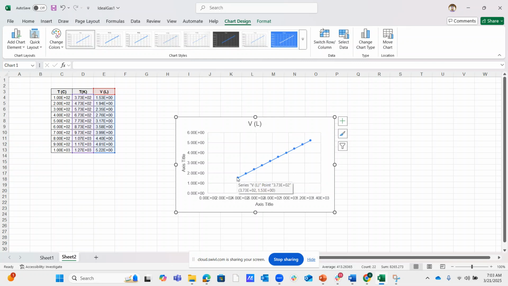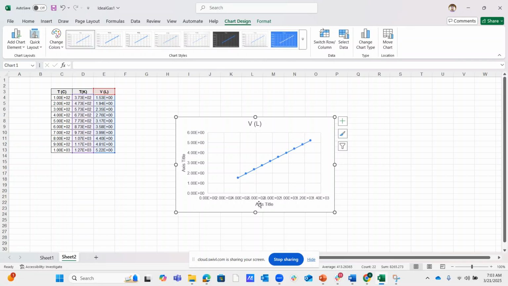So this point, you can just place your mouse here and it's going to tell you which point that is. It's saying that there's the point for 3.73 as your X and 1.5 as your Y. So this is our first point. That means this is our X axis and that's our Y axis. Normally the X axis is the first point they plot. Okay, so it plotted 3.73 first. It plotted these values as the X, these values as the Y.